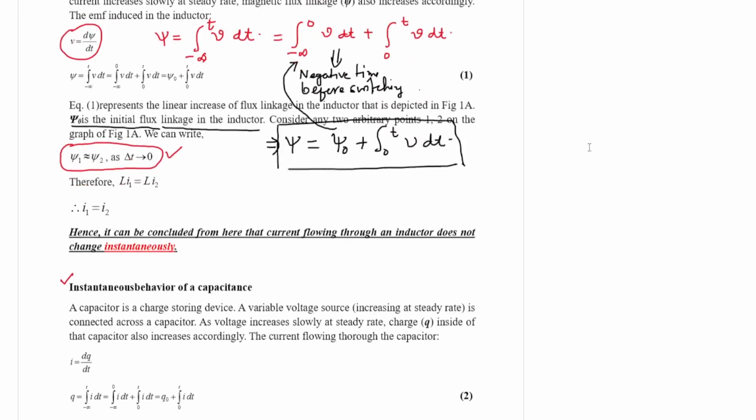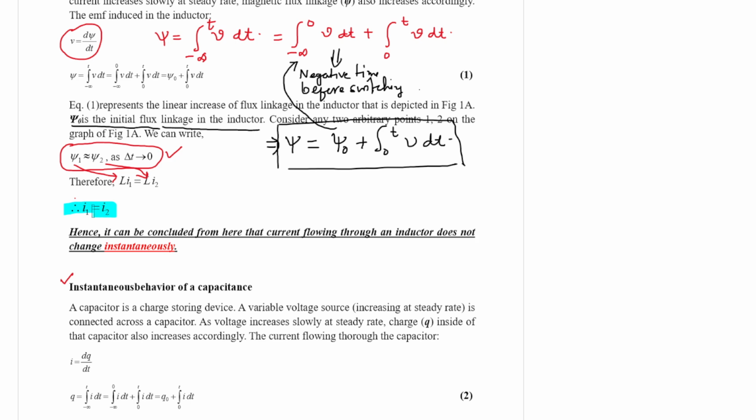So what is psi 1? Psi 1 is equal to L1 I1, and psi 2 is equal to L2 I2. But we are considering only one inductor, so we can write psi 1 is equal to L i1 and psi 2 is equal to L i2. So from there L cancels out, and we get a very important result that I1 is equal to I2.